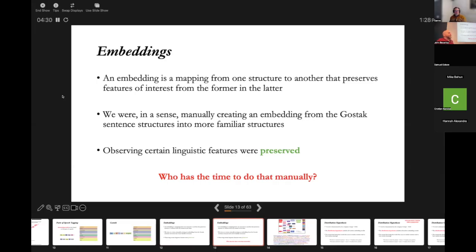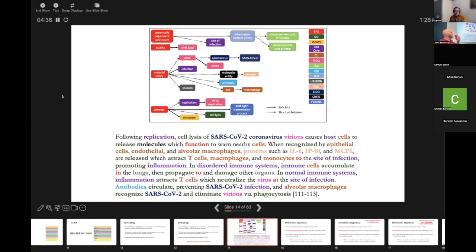Now, who has the time to do this manually? Obviously, not something we have the time to do. And yet, we do it.